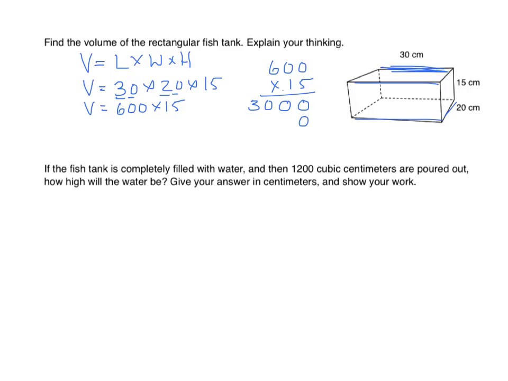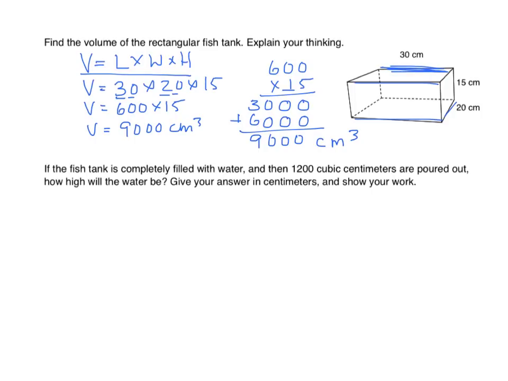Insert our 0 because we're multiplying from the tens place. 1 times 0 is 0. 1 times 0 is 0. And 1 times 6 is 6. Find the sum of our partial products. And we end up with 9,000 centimeters cubed. So I guess if you want to explain it, you can say I've multiplied length times width times height. In my class, I'm happy with that explanation right there, along with the math.